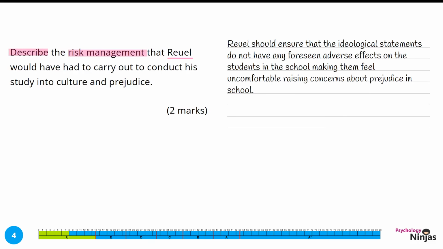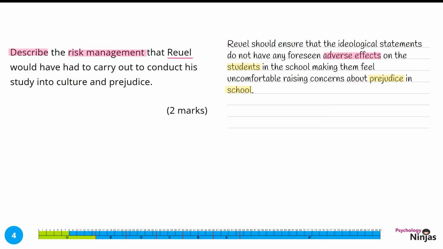Ruel should ensure that ideological statements do not have any foreseen adverse effects on the students in the school, making them feel uncomfortable raising concerns about prejudice in school. We've identified a risk that needs to be controlled in terms of the adverse effects of the ideological statements. We've ensured that we've linked this into the context by not only talking about prejudice, but referring to that this is in a school and the students need to be comfortable raising their concerns.